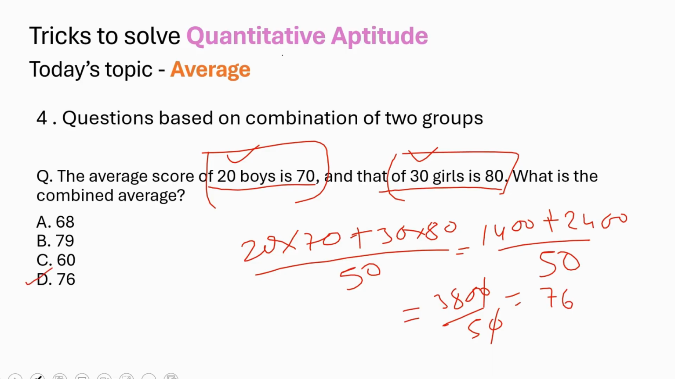So option number D is the right answer for this. This is very straightforward. You just use the concept of average and combine the groups. Here we used only two groups. If there are multiple groups, the same logic will apply. You only need to modify this calculation, add another group, and calculate accordingly.